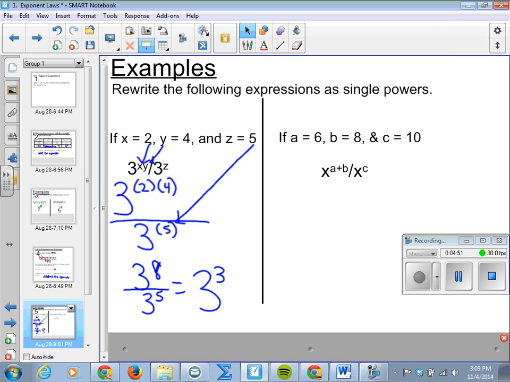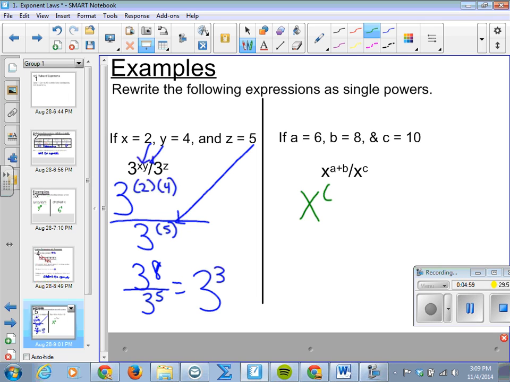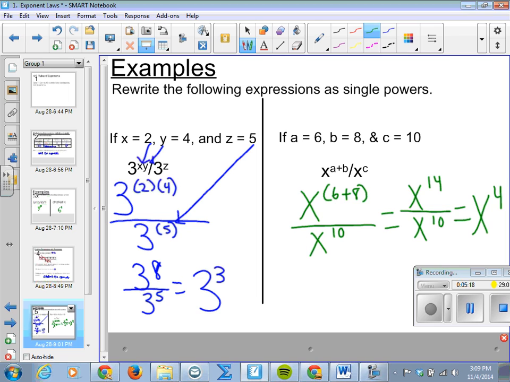Same idea over here. We have x to the a plus b divided by x to the c. So we have x to the 6 plus 8 power over x to the 10th power, because c is 10. 6 plus 8 is 14. X to the 14th divided by x to the 10th power leaves us with x to the 4th power because we subtract 14 and 10.